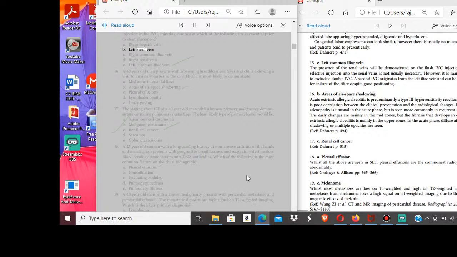A. Right hepatic vein. B. Left renal vein. C. Right common iliac vein. D. Right renal vein. E. Left common iliac vein.